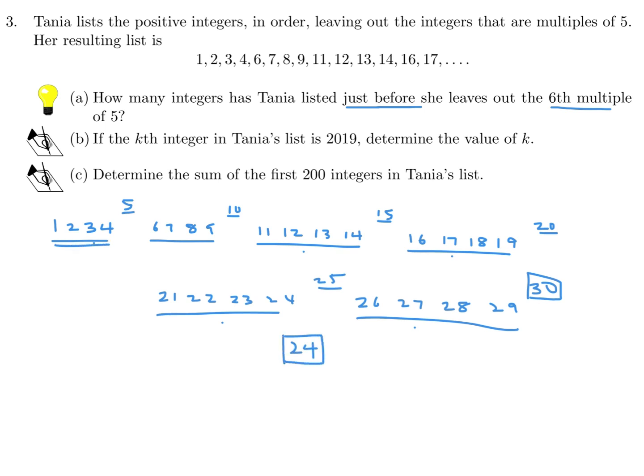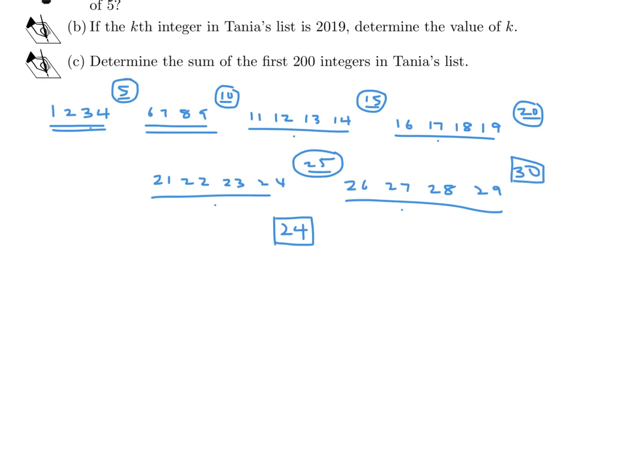Remember, you're only counting these numbers. You're not counting the multiples of 5. Those have been left out. I wrote them here just to illustrate that they have been left out, but you're only counting the non-multiples of 5. Part B, if the kth integer in Tania's list is 219, determine the value of k. Okay, kth integer. All right, so we got to do a little bit of thinking here.